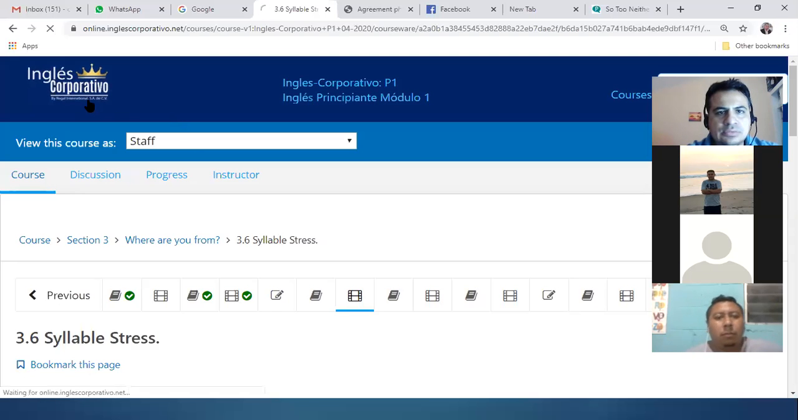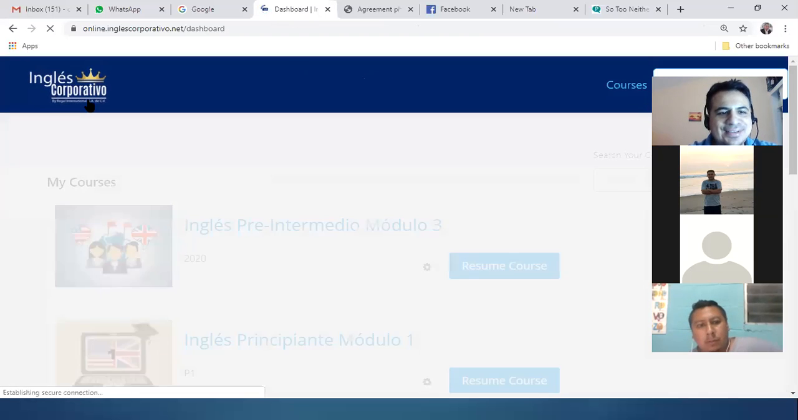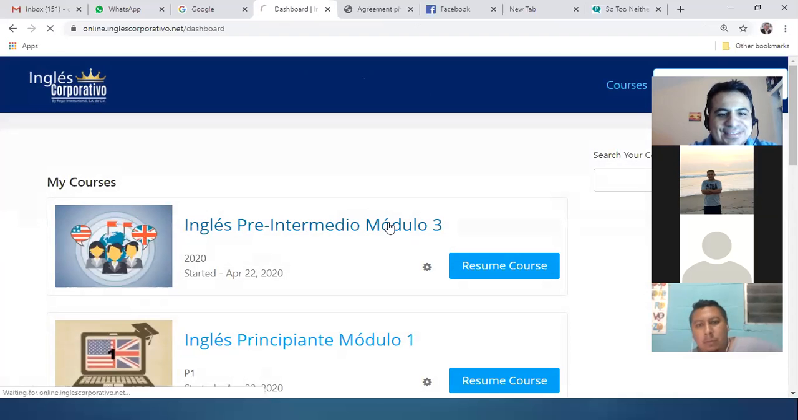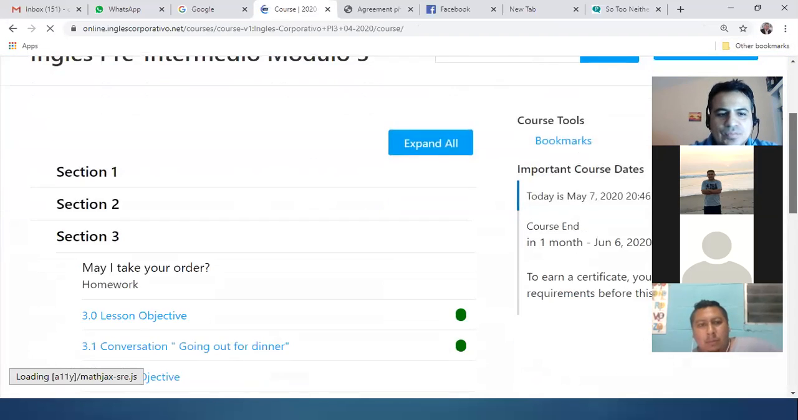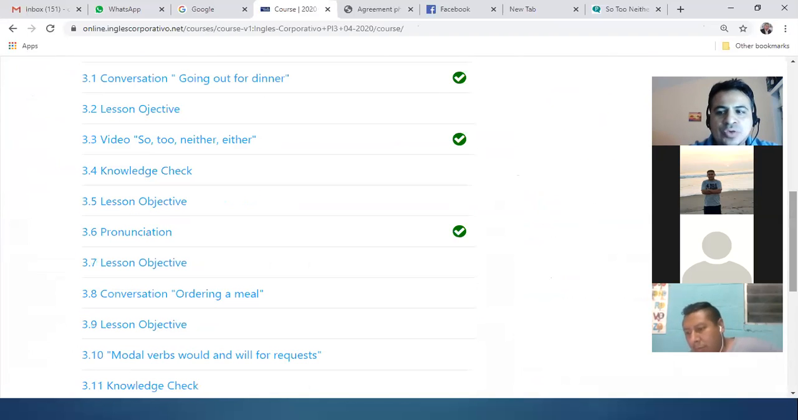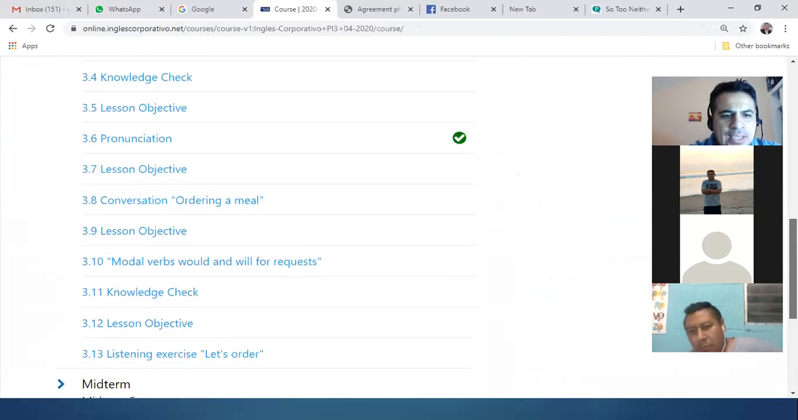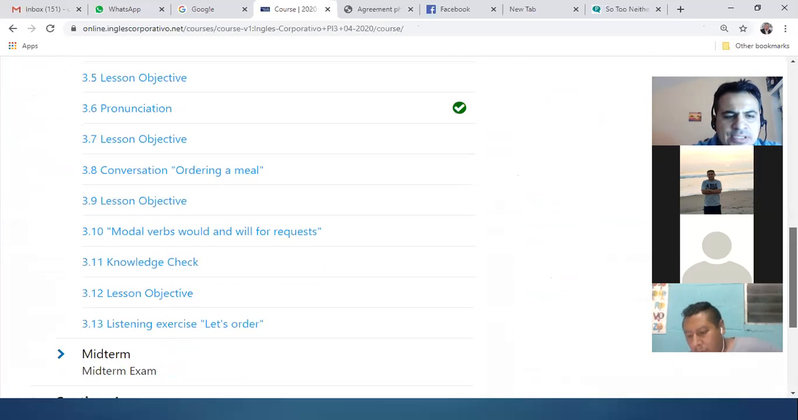Syllable stress. Pero este no es la clase de ustedes. Okay, very good. So we're doing section 3 right now. Today is our last class, right? Ya con esta que terminamos ahora marca ya a la mitad del módulo, ¿verdad? Ya solamente son 16 veces que nos reunimos, ya vamos por la octava clase.